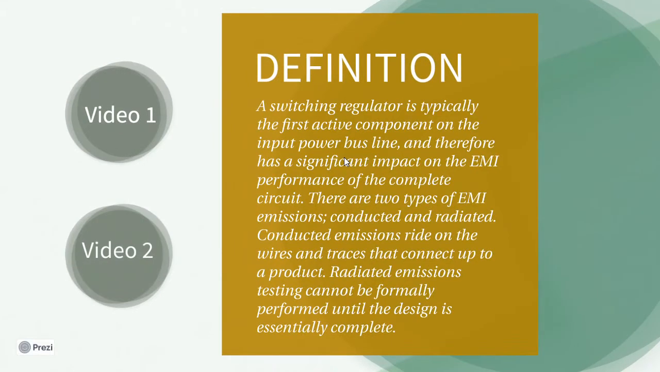Definition. A switching regulator is typically the first active component on the input power bus line, and therefore has a significant impact on the EMI performance of the complete circuit. There are two types of EMI emissions: conducted and radiated. Conducted emissions arise on the wires or cables that connect to a product. Radiated emissions testing cannot be formally performed until the design is entirely complete.